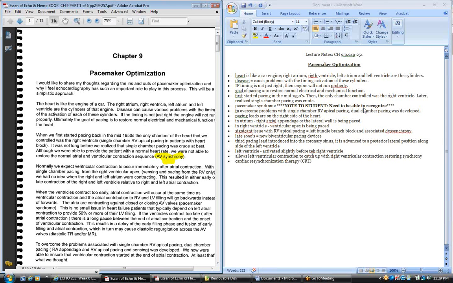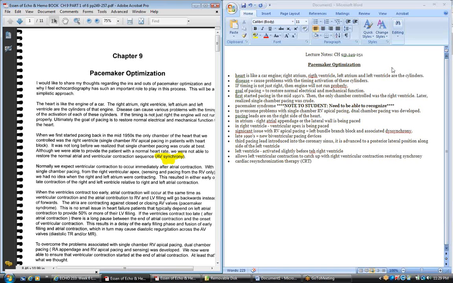The atria are contracting against a closed or closing AV valve, a mitral or tricuspid valve. Heart failure patients typically depend on left atrial contraction to provide approximately 50% or more of the LV filling, so this becomes a big issue. If the ventricles contract too late, there's a long pause between the end of atrial contraction and the onset of ventricular contraction. This results in a delay of the early filling phase and fusion of early filling and atrial contraction, which causes diastolic regurgitation across those AV valves, tricuspid and mitral.